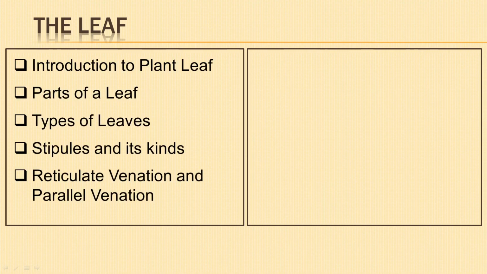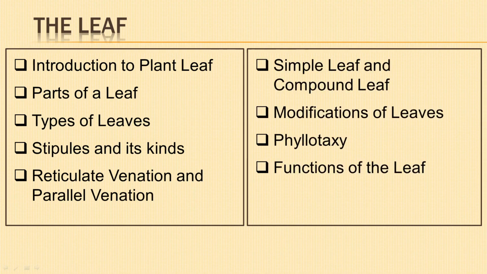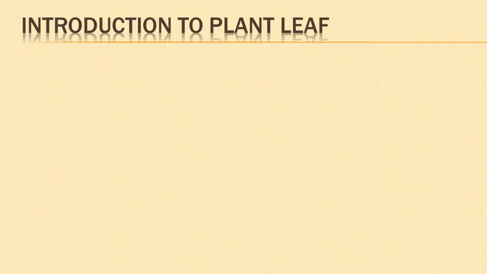In today's video, we shall learn in detail about the morphology of a typical leaf. By the end of this video, you will have a clear understanding about the various parts of a leaf, the different types of venation seen on a leaf, modifications of leaves, phyllotaxy, and functions of a leaf. Let us start with the introduction to the typical leaf of a plant.